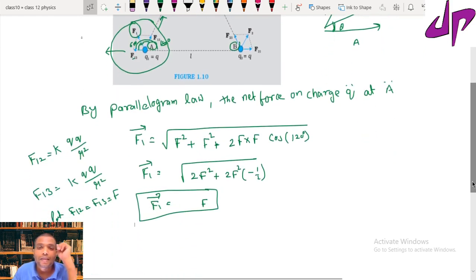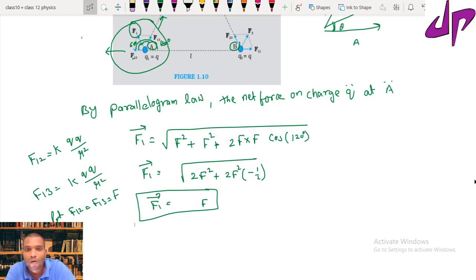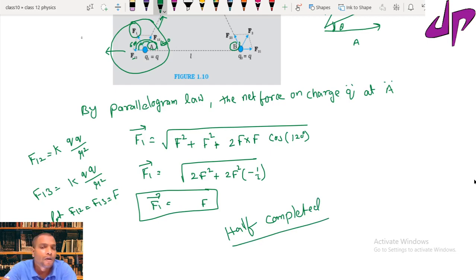For further explanation, it is the NCERT example. All of you go through that example, try to solve it and analyze it by yourself. It's half complete.